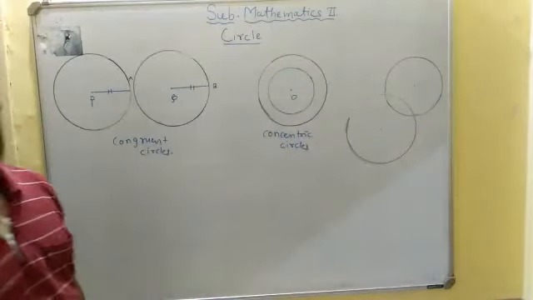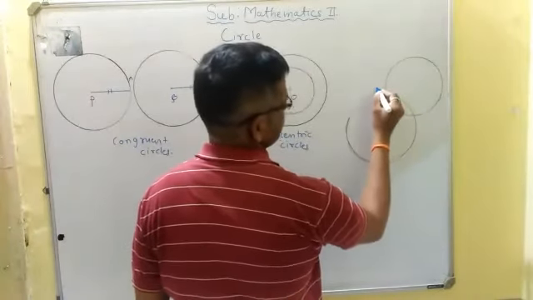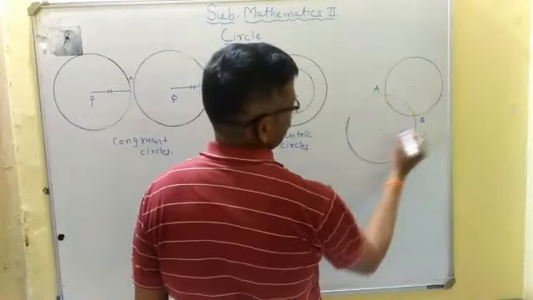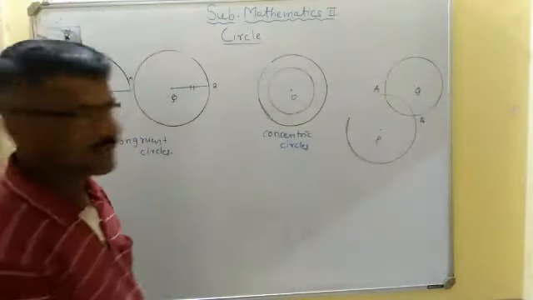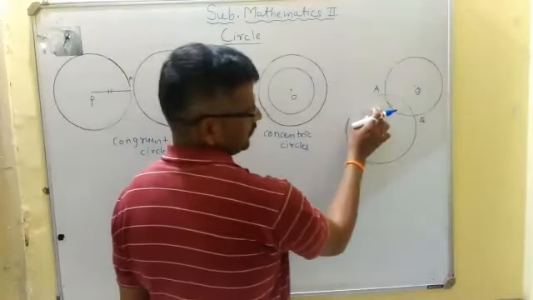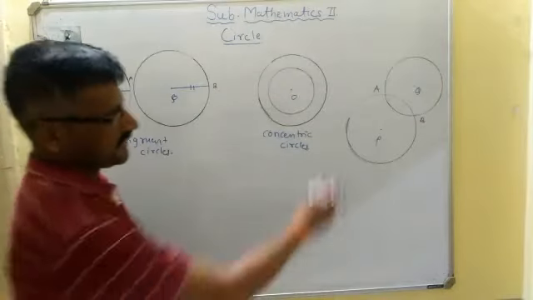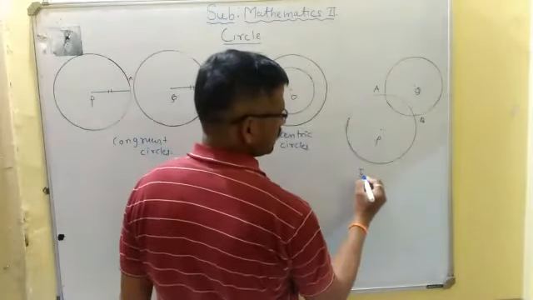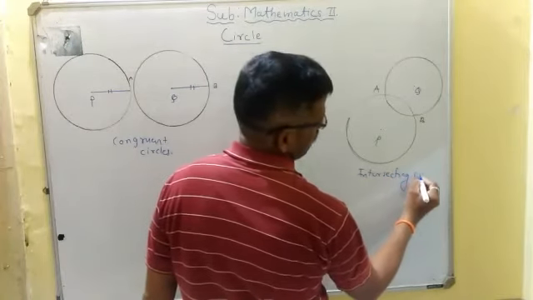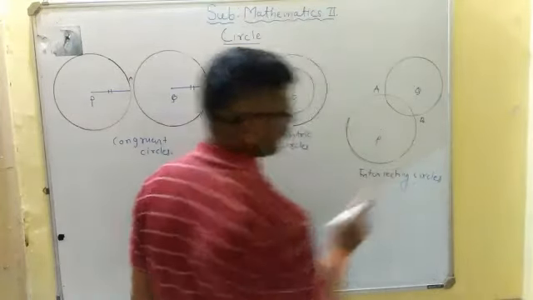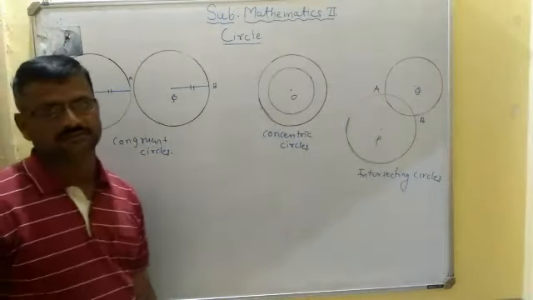Also we learned that when two circles intersect each other at two distinct points, in that figure the circles with centers P and Q respectively intersect each other at points A and B, then we say that such circles are intersecting circles. Okay, that part we learned in the previous standard.